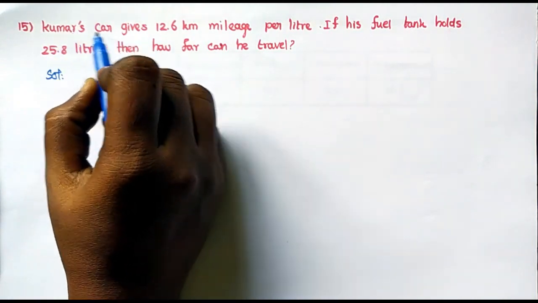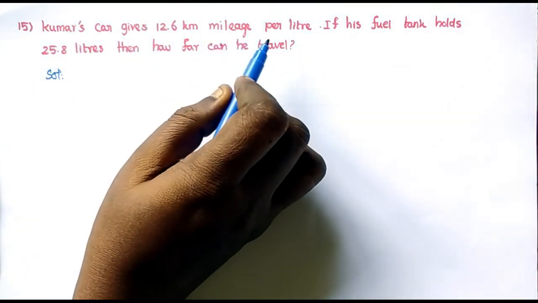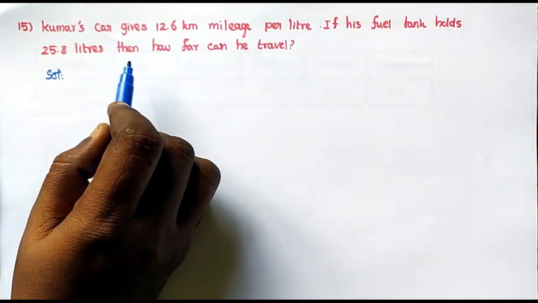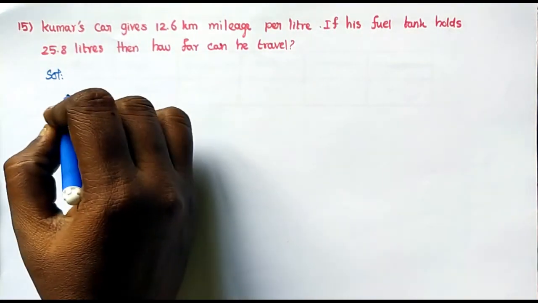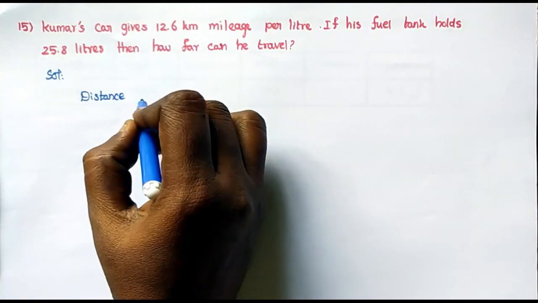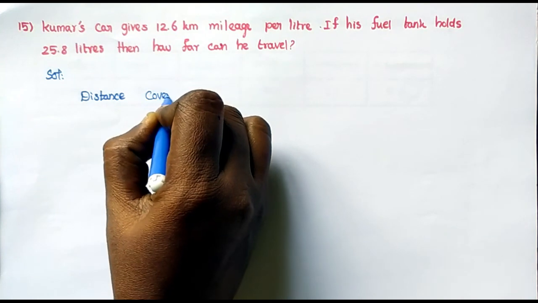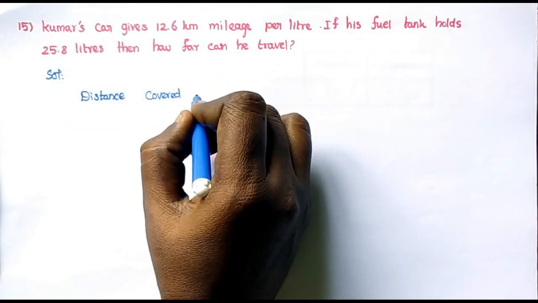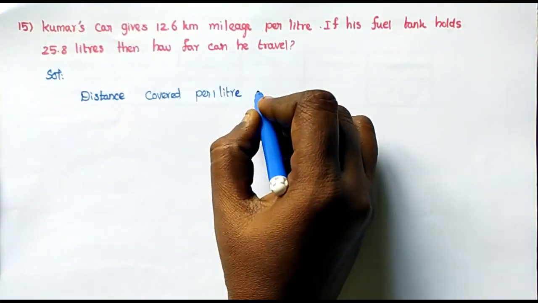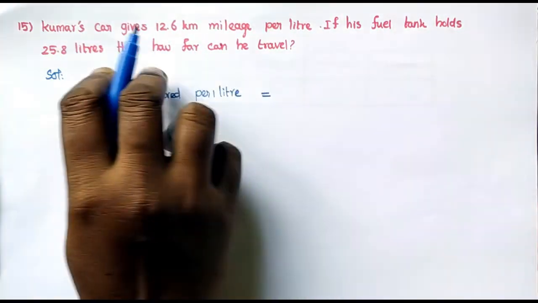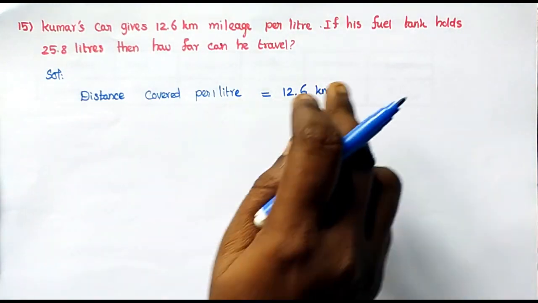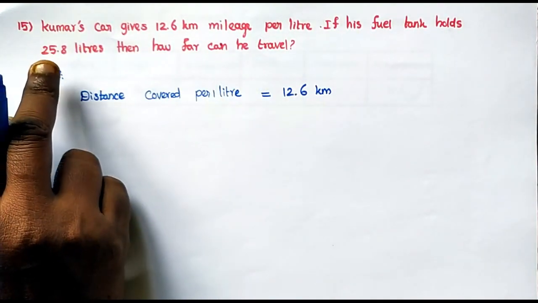15th sum. Kumar's car gives 12.6 km mileage per liter. If his fuel tank holds 25.8 liters, how far can he travel? Listen. Distance covered per liter, per 1 liter, mileage is 12.6 kilometer. So his fuel tank holds 25.8 liters.